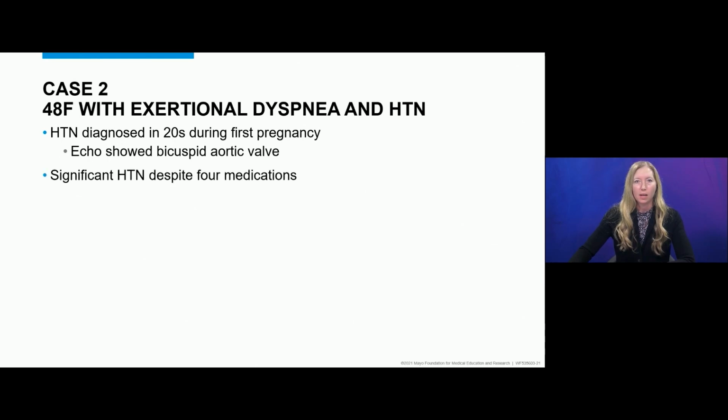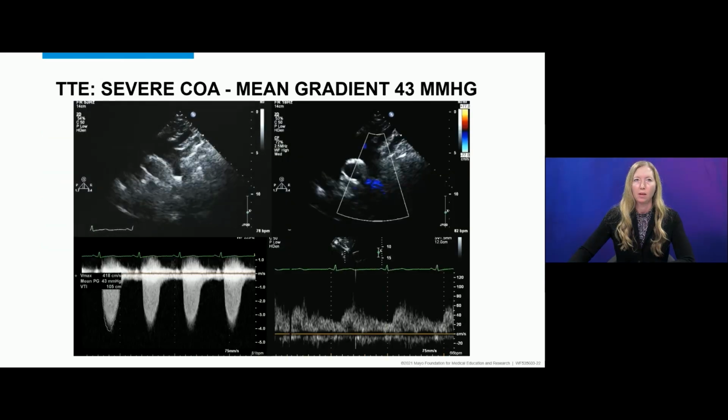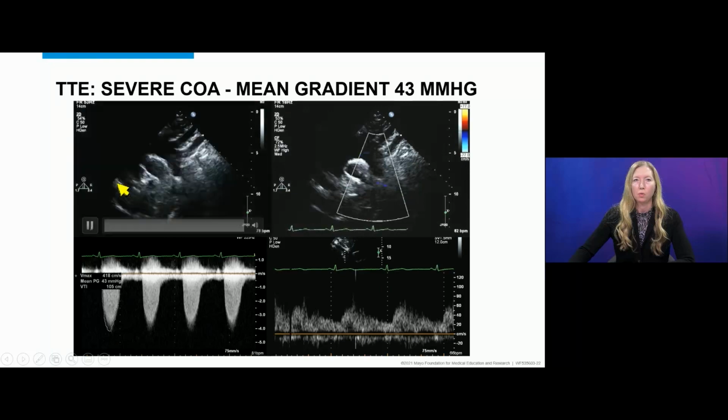She's had significant hypertension despite 4 medications. Her additional workup showed no evidence of renal artery stenosis and no pheochromocytoma. On exam, her right arm blood pressure is 160/90, and she's got a systolic ejection murmur. So she's referred to the echo lab, and I'm going to show you here suprasternal imaging.